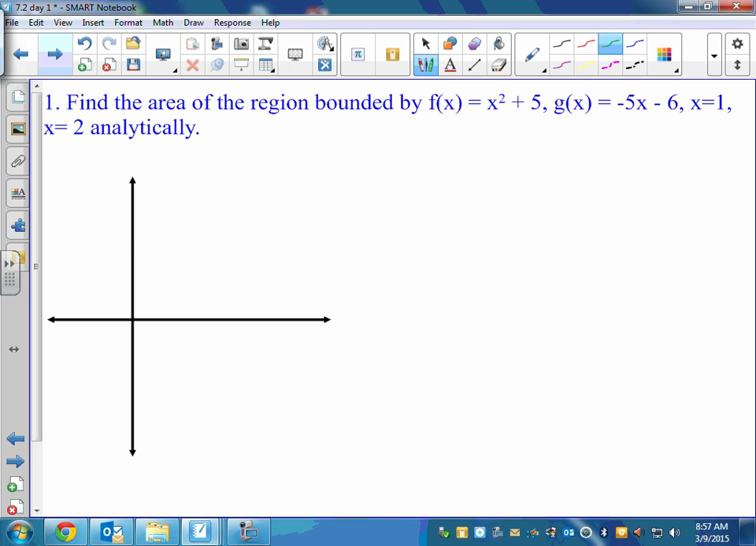Find the area of the region bounded by f of x equals x squared plus 5 and g of x equals negative 5x minus 6, where x equals 1 and x equals 2. Analytically means not using F9 or Math 9 or whatever it is. So I'm going to sketch a rough graph of this. It doesn't have to be perfect. You're welcome to use your calculator to guide you as you check your answers, but don't be relying on your calculator so much on stuff like a quadratic and a linear equation. Notice that they tell you x equals 1 and x equals 2. If they don't give you the bounds, that means they must intersect nice enough that you can find those bounds by yourself.